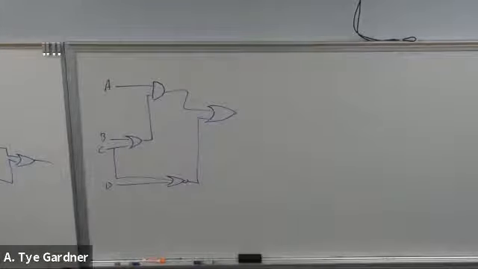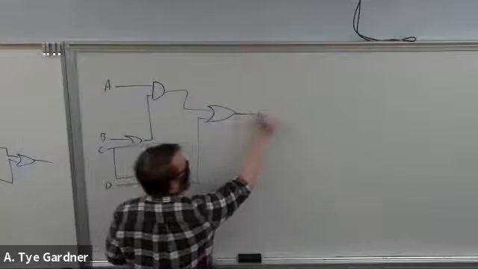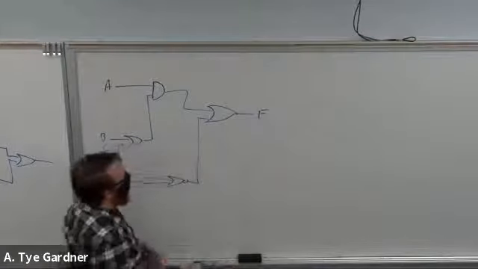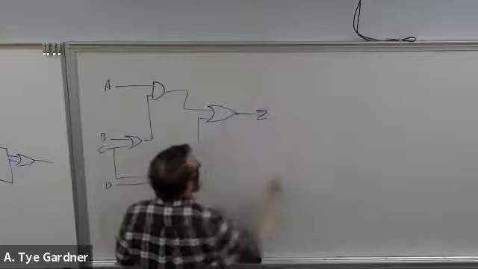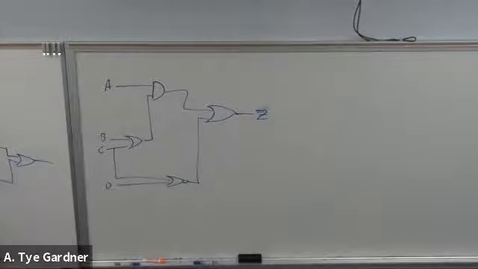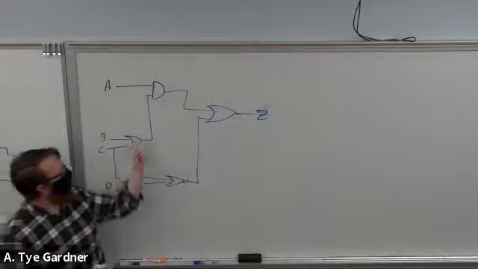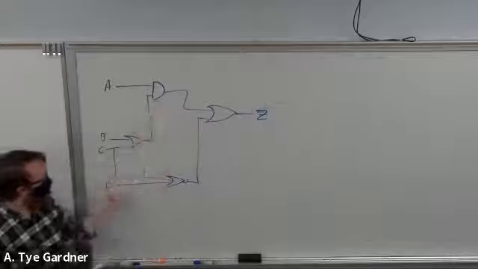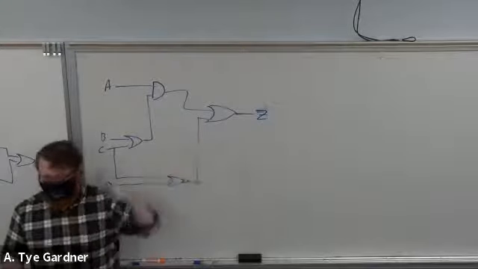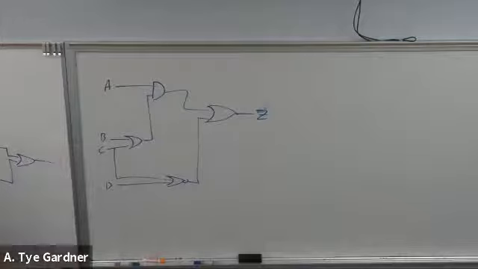Okay, given this circuit, which of these signals is at risk? Actually, I'll call this Z real quick. Which of these signals is at risk for having a static hazard? C. Why? Yes, it has two different paths. There's one path that's 1, 2, 3 gates, and one path that is 2 gates. The signal that has two differing path lengths is at risk for a static hazard.